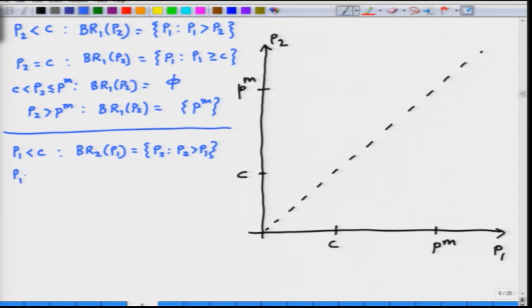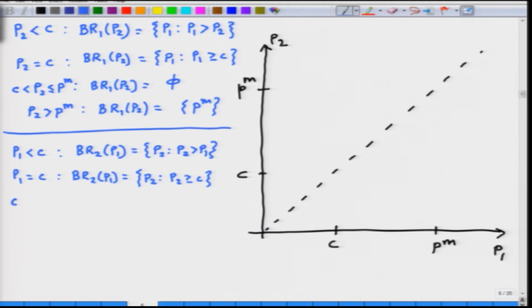If P1 is exactly equal to the marginal cost, then the best response for firm 2 is to choose a price P2 which is either C, in which case we split the market, but because my price is also equal to C, profits are 0, or a price P2 strictly larger than P1, because then nobody is going to come to me and my profits are going to be 0. So, P2 greater than or equal to C.